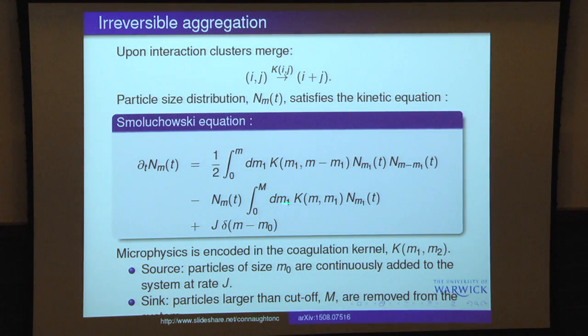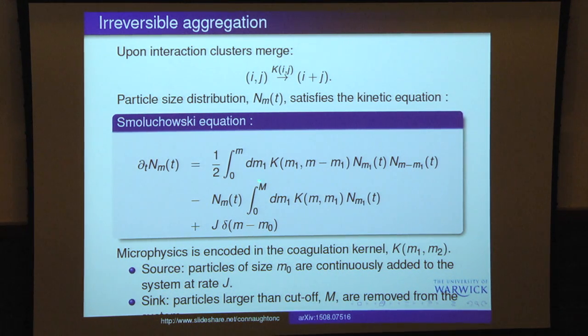One extra feature I want to point out, which I've added in, which typically you won't see if you look at this equation in the literature, is this upper cutoff, capital M. This cutoff will be important for what I want to talk about later. It's basically a maximum size. If you implement it this way, so you just cut off the last term, then it acts as a sink. Any mergers which result in the formation of a cluster larger than M, that cluster is basically removed from the system. So it breaks.